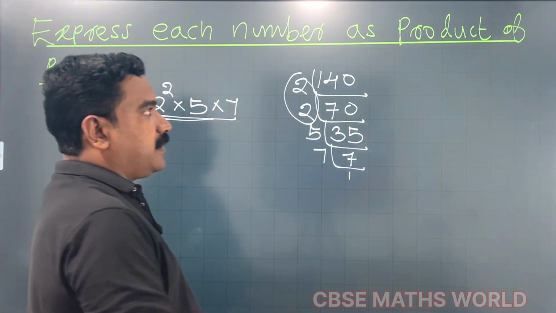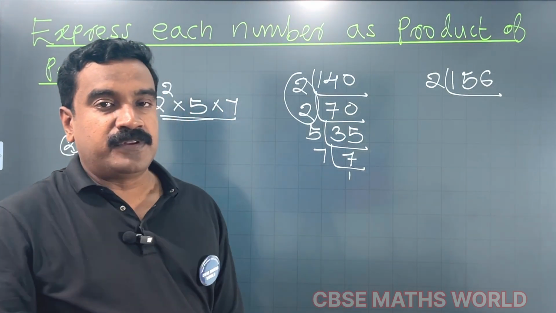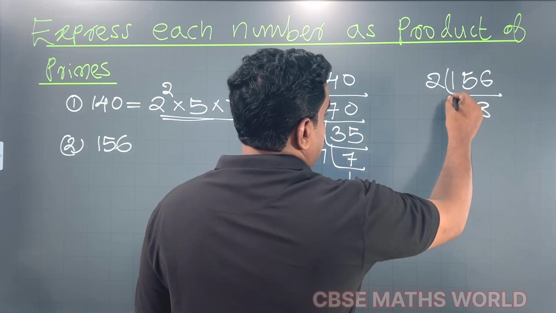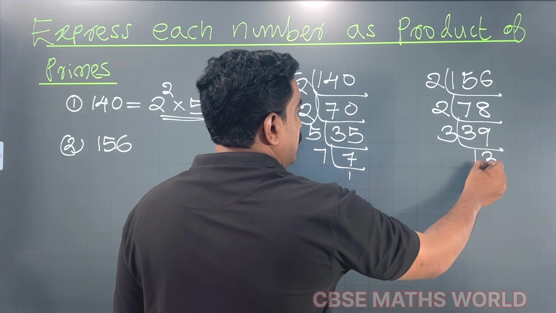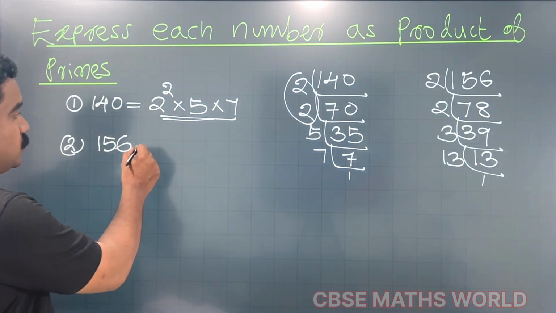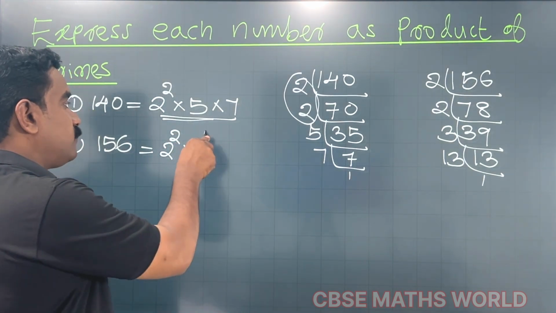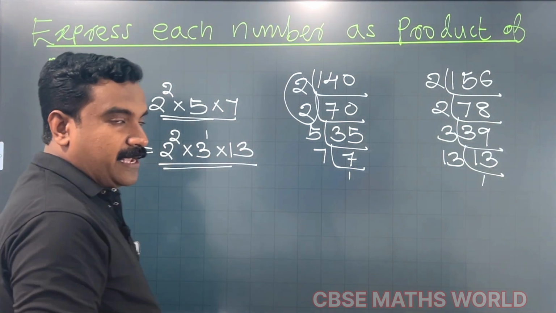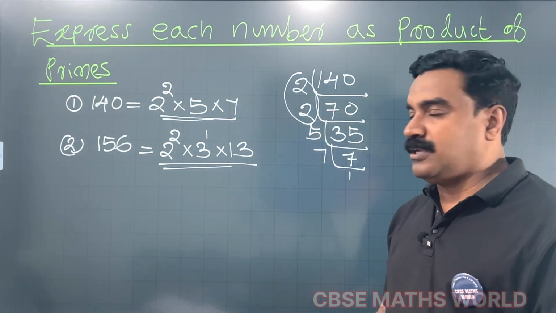The next number is 156, right? 156, then prime factorize with 2 because 156 is an even number. So you can divide it by 2, then you will get 78. Then again with 2, you will get 39. Then with 3, you will get 13. 13 is a prime number, you can stop here. So how many times does 2 come here? 2 times, so 2 raised to 2. Only one 3, that is 3, or if you want you can write 3 raised to 1 also, that is not a matter, and 13. So this is how we express 156. So 156 is equal to 2 square into 3 raised to 1 into 13.